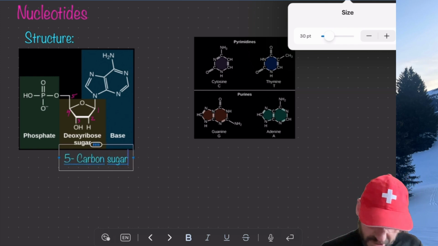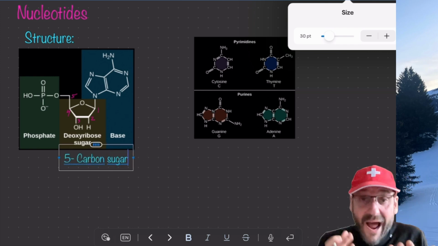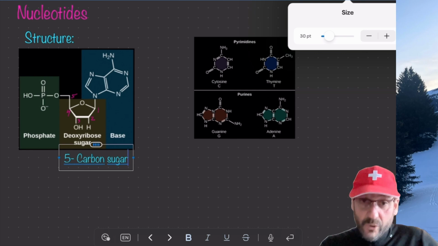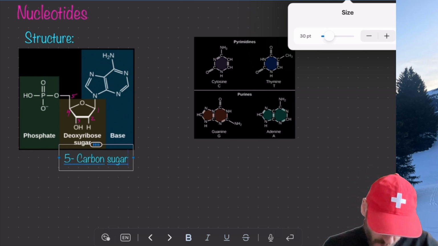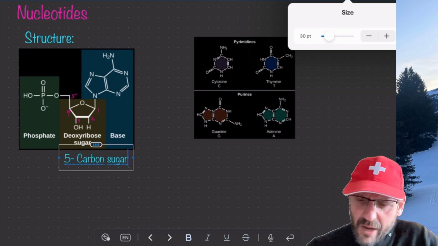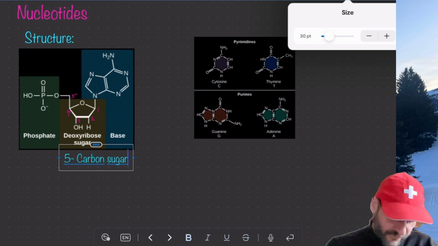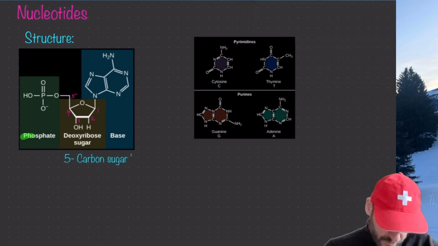And so as you can see, they don't draw the sugar, they don't write the carbons. That's just where the connections are. But they write the other ones, so you know what the other ones are. So the 5-carbon sugar is there. And then we have a phosphate group attached to it. The phosphate group is over here.